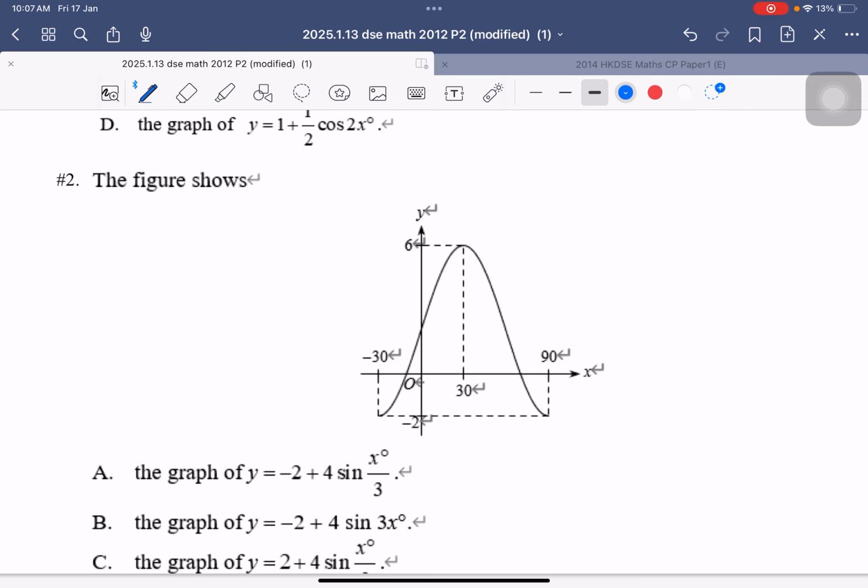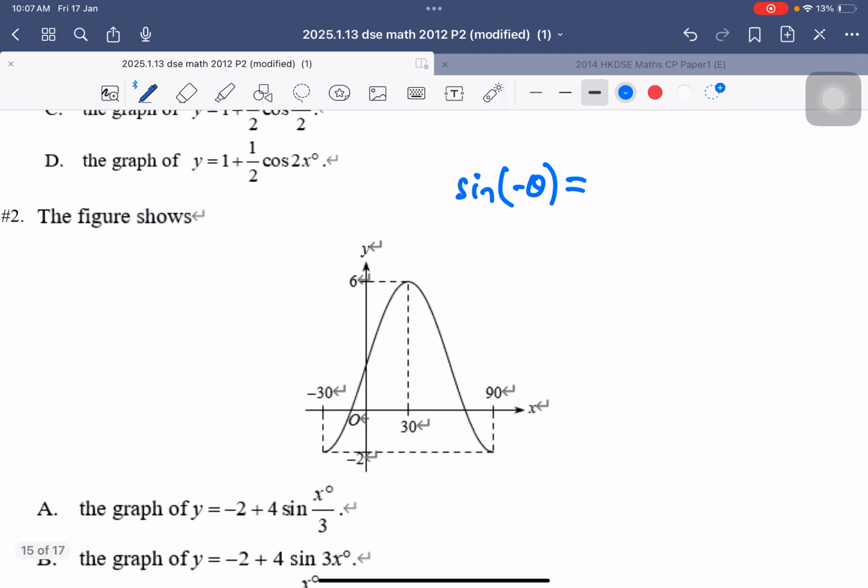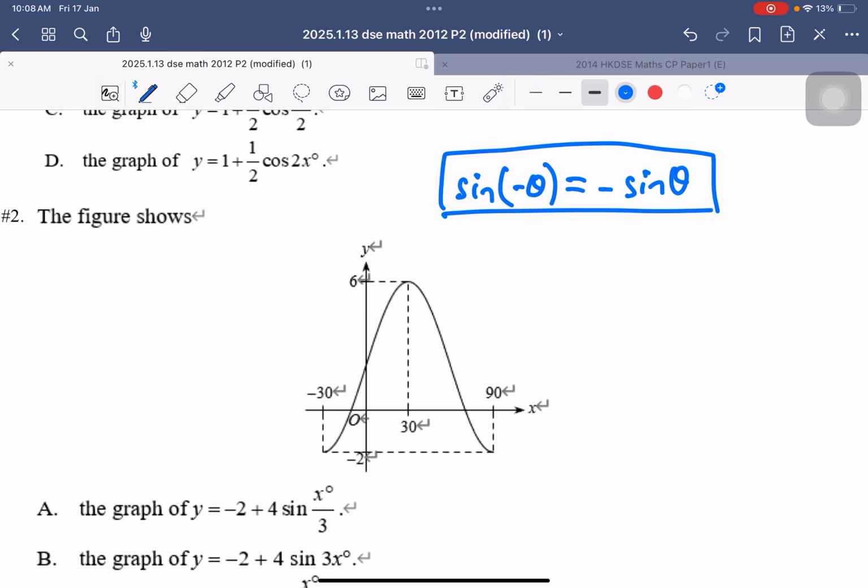So the formula that we use, listen: sine negative theta. What's that equal to? For example, sine 30 is equal to 1 over 2. Then what is sine negative 30? It's negative 0.5. So sine negative theta is equal to negative sine theta. This is the formula we're going to use this time.